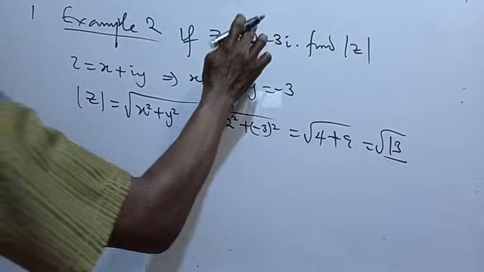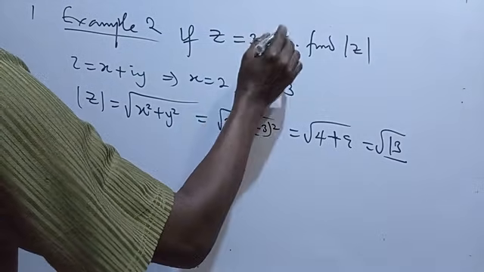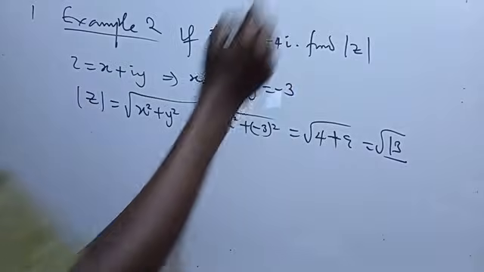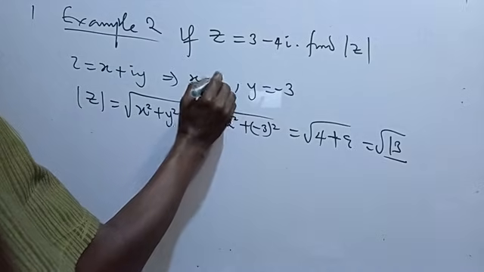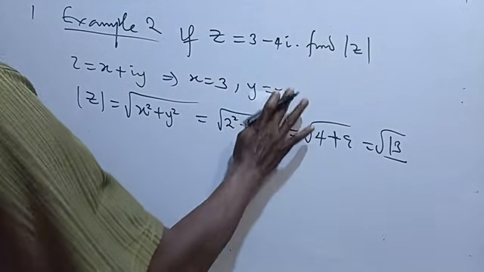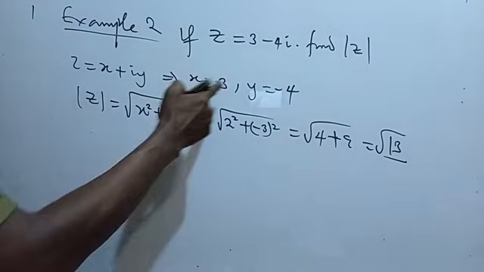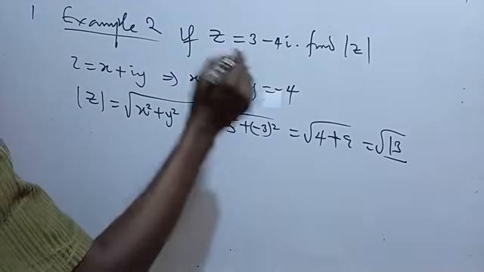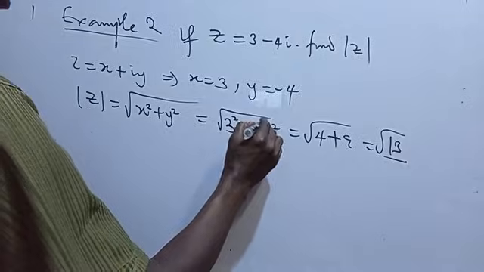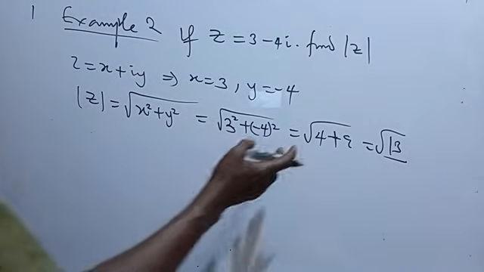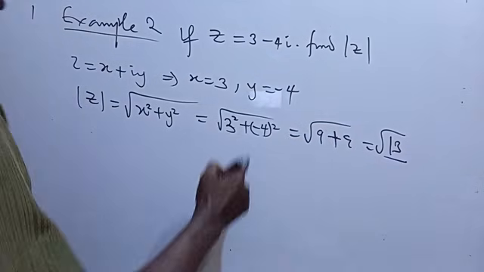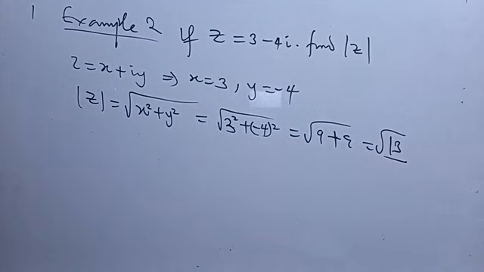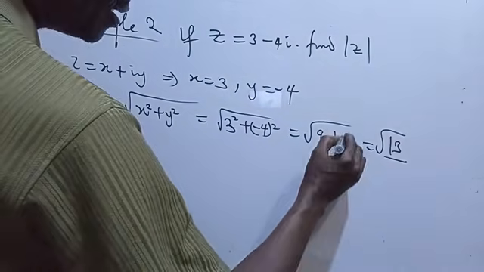Suppose I have, let's say, 3 minus 4i. So that will not be the same example. Now, x will be what? 3 here, and y is minus 4. Okay. Now, 3 squared, then minus 4 squared. Now, 3 squared is what? 9. Good. And minus 4 squared is what? Is 16.